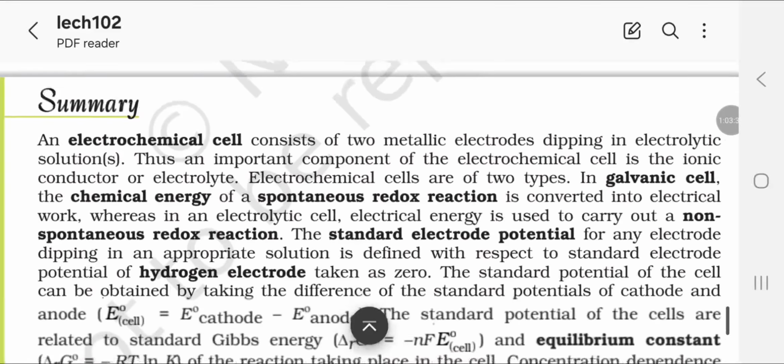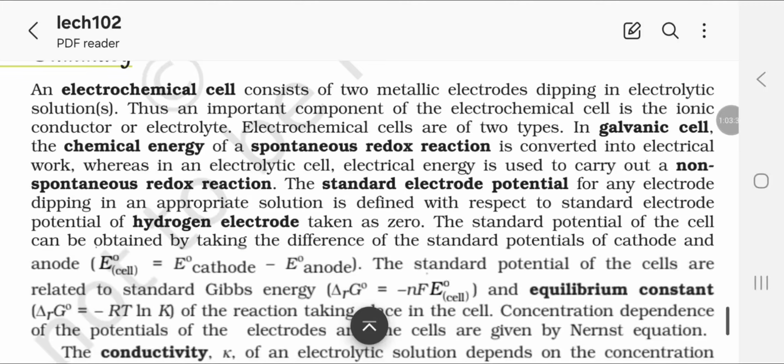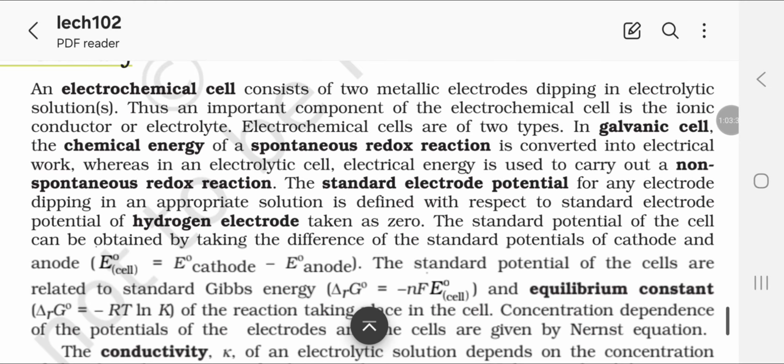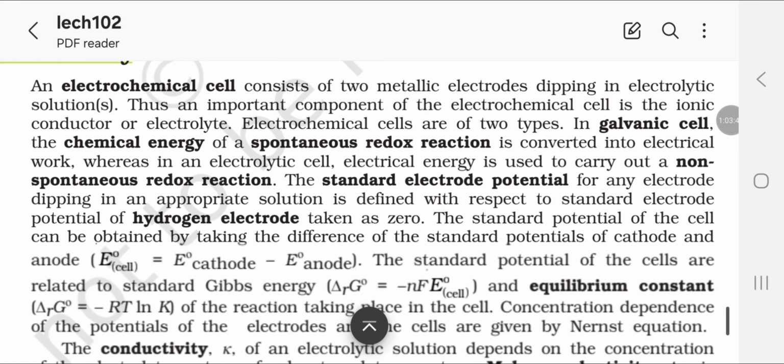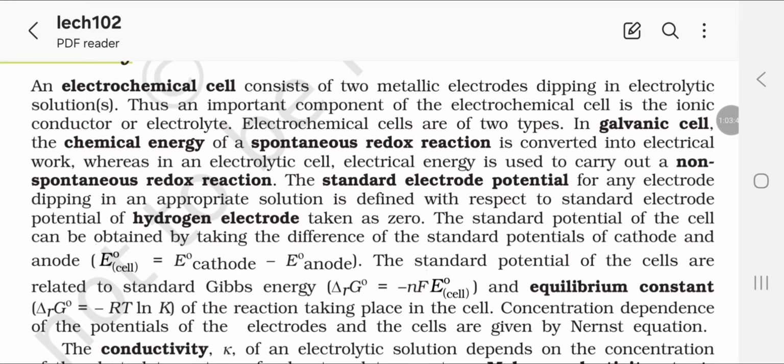Summary: an electrochemical cell consists of two metallic electrodes dipping in electrolytic solution. Thus, an important component of an electrochemical cell is the ionic conductor or electrolyte. Electrochemical cells are of two types. In a galvanic cell, the chemical energy of a spontaneous redox reaction is converted into electrical work, whereas in an electrolytic cell, electrical energy is used to carry out a non-spontaneous redox reaction.